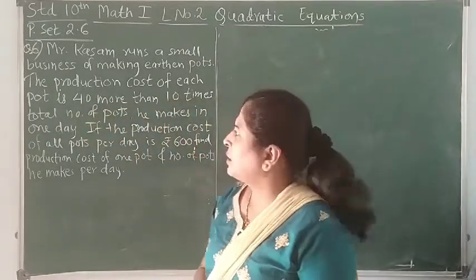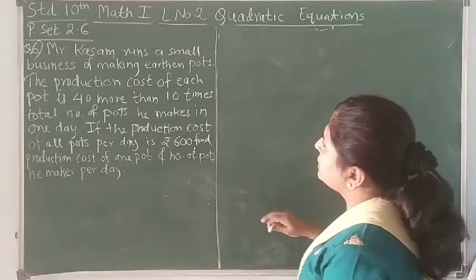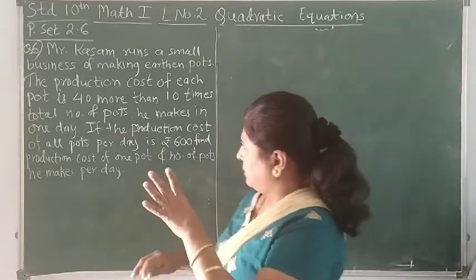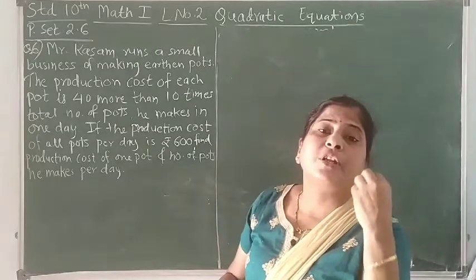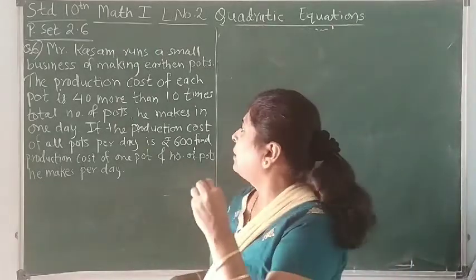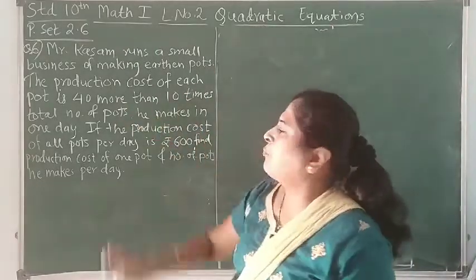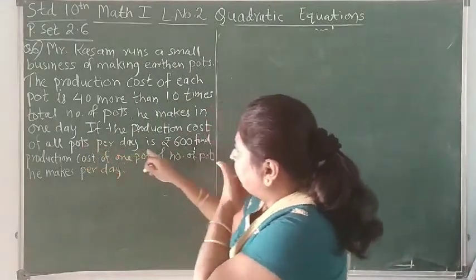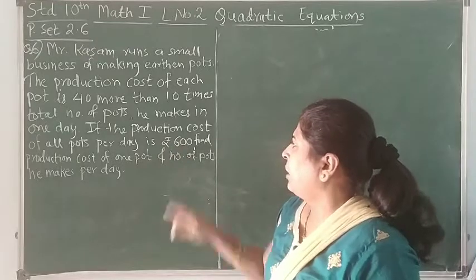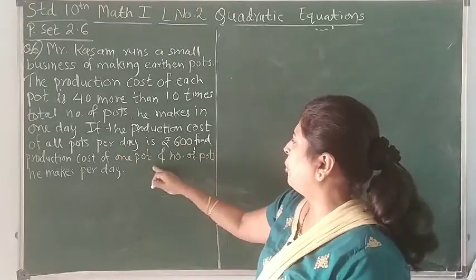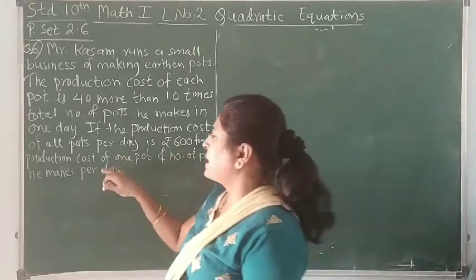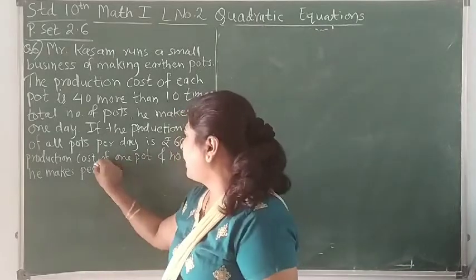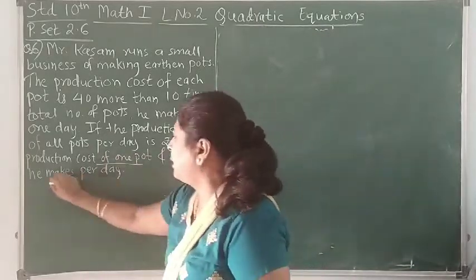Okay. So what are the two things? First, he is making certain pots and his production cost is 40 rupees more than 10 times the number of pots he makes. Now, if the production cost of all pots per day is rupees 600, find the production cost of one pot and the number of pots he makes per day. Here you have to find two things. This is one and this is the other.